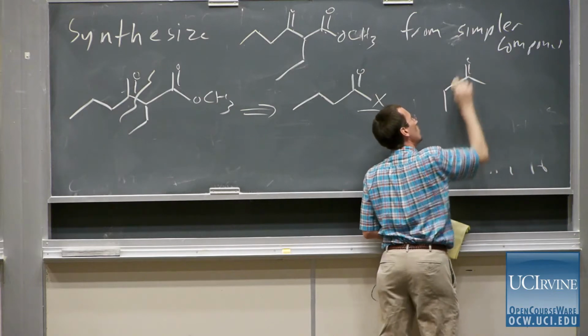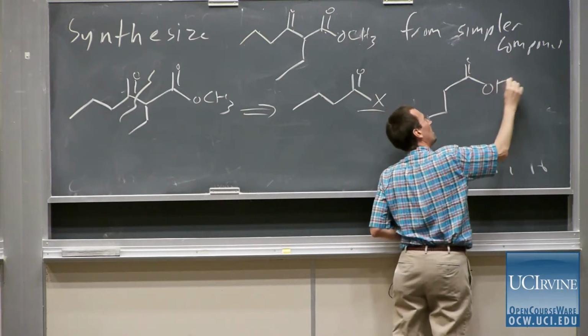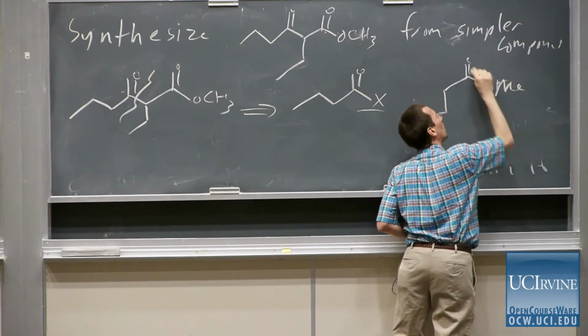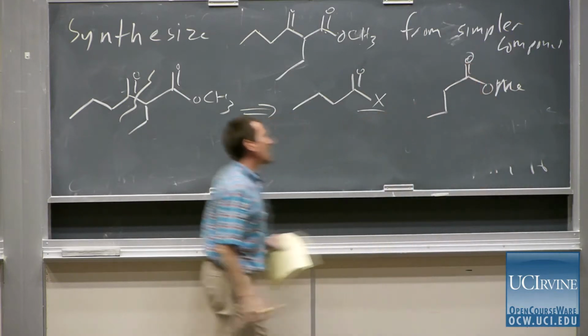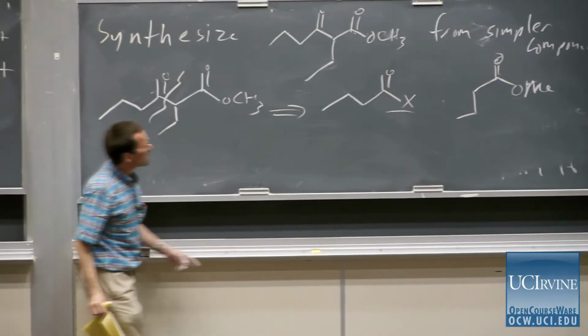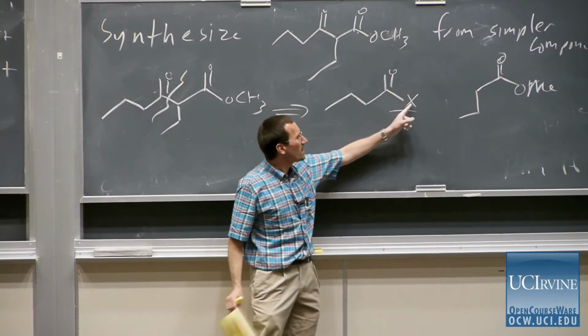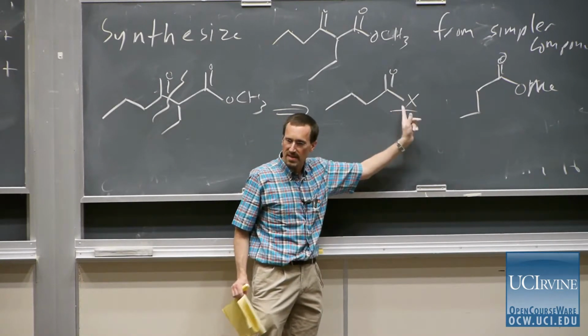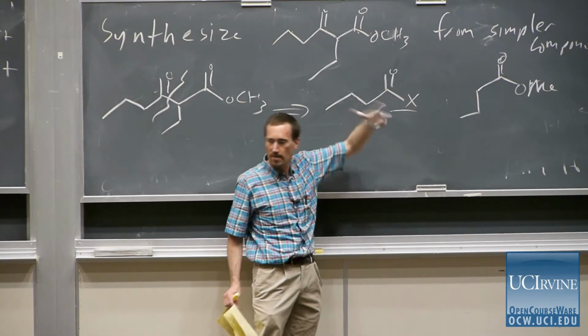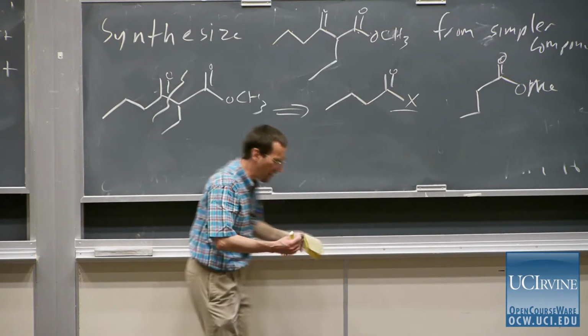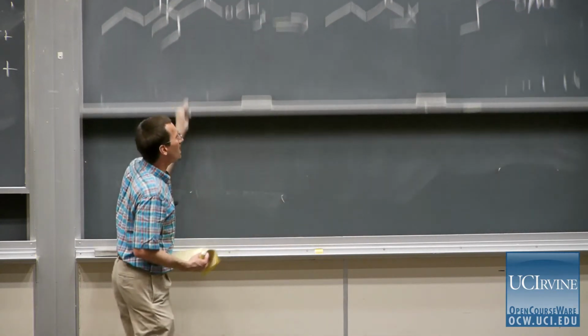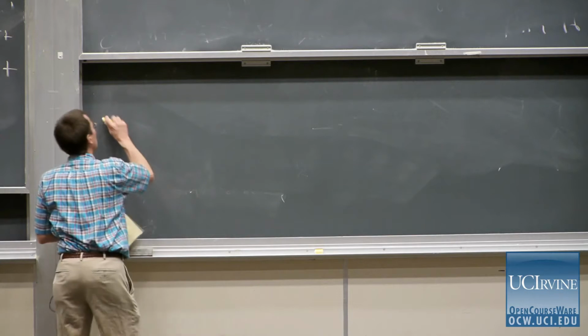Some sort of group there that's going to leave. And this, that's methyl butanoate. And then I'll look and say, oh, okay, wait a second. These two are the same thing. They're both 4-carbon carboxylic acid family compounds. And so I'll say, all right, I've got a synthesis of this.